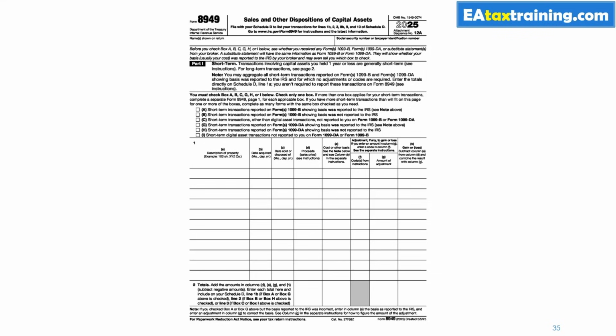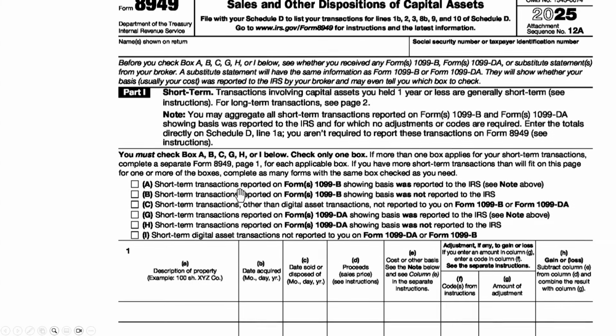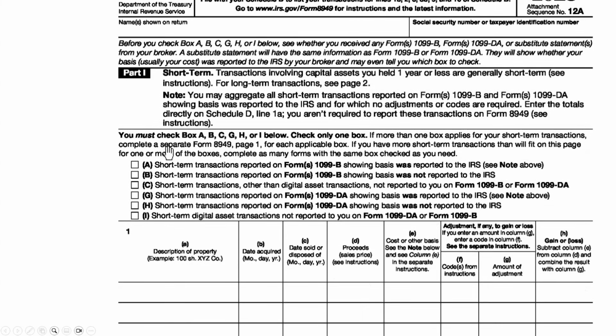How do we report these gains and losses? Well, we are going to start on the Form 8949, and here is what page 1 looks like. So let's zoom in. So you can see part 1 here is for short-term transactions. First thing is you are going to check one and only one of these boxes. And this is new for 2025.